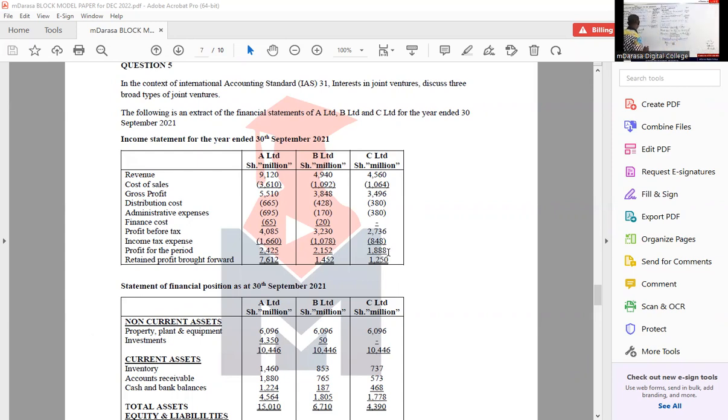So you can see here we are having share of profit in associate, 1888 by the percentage of the parent, which is 40%. So that should give us how much? 1888 by 40% to give us a figure of 755.2. Joint, we didn't have joint.